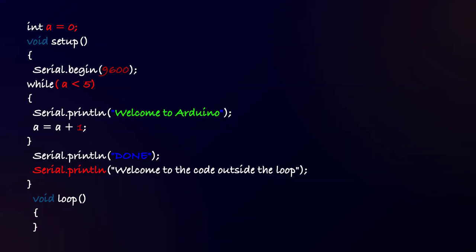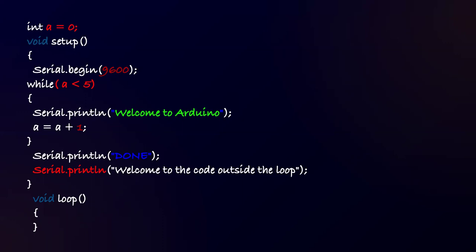Serial.println "welcome to Arduino". How many times? What is the increment? A equal to A plus 1. After that, as I told you, outside the while loop bracket, I have said Serial.println "done", and Serial.println "welcome to the code outside the loop". This is just a statement I have given to show you how the execution is working.